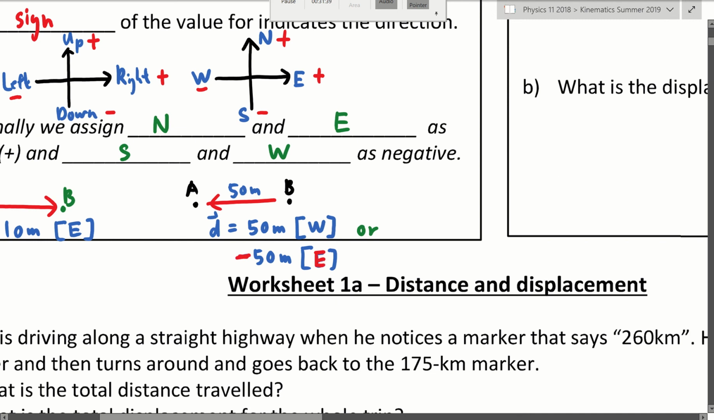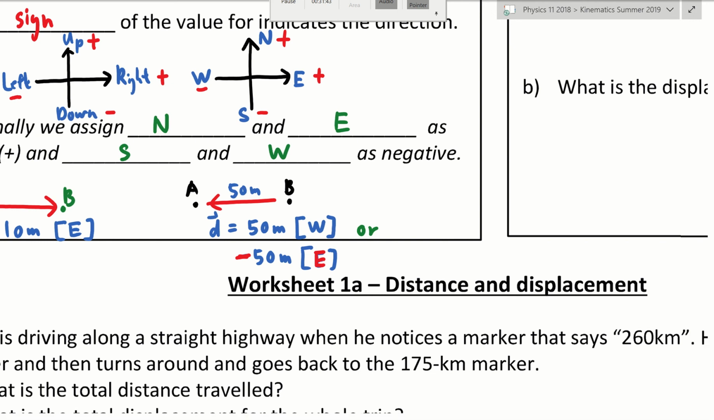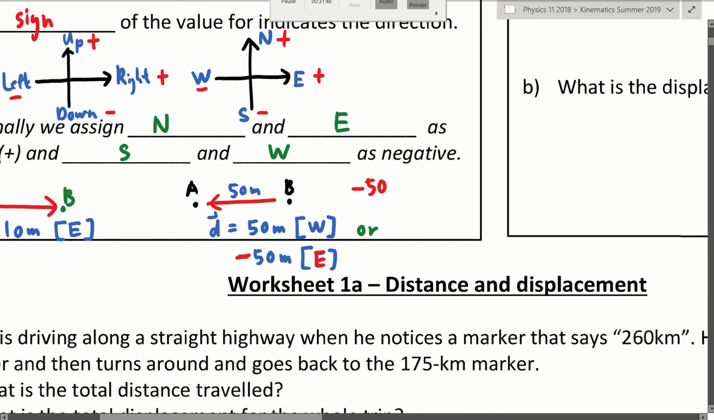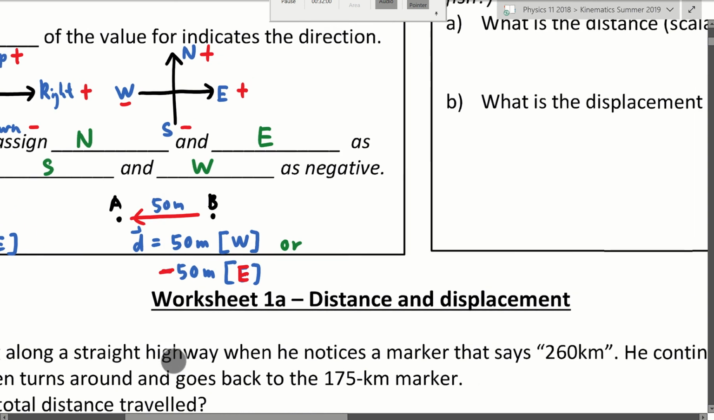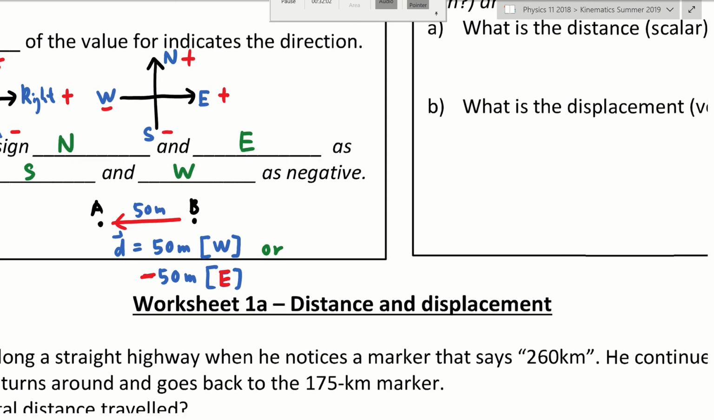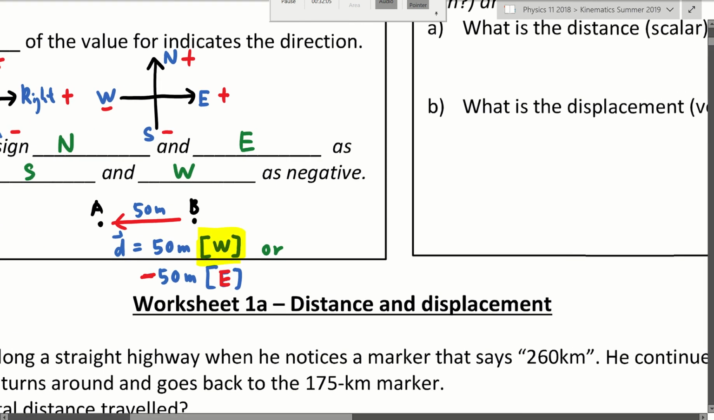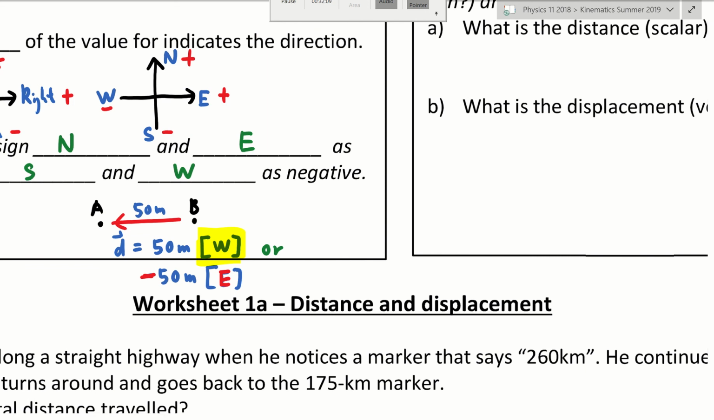Okay, so you don't keep both the negative and the direction word. Think about it, that would be a double negative, right? For example, you don't say negative 50 meters because I'm going that way, and then put west on it. If you do this, this means east is the negative of west, which is east. That doesn't make any sense. So you either write the direction down as a word, or you use the plus or minus sign to indicate that you're going the other way.